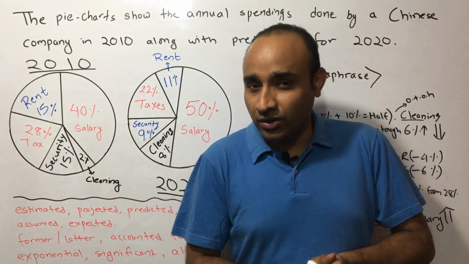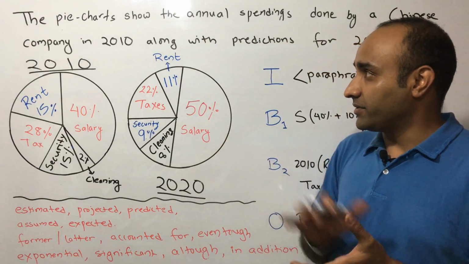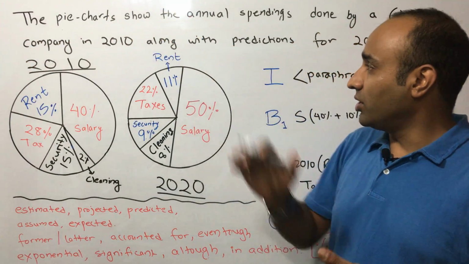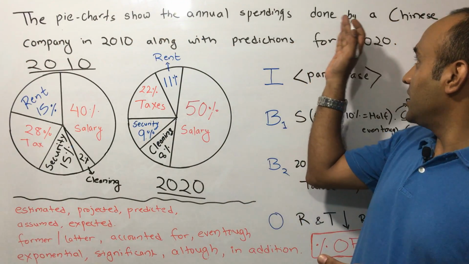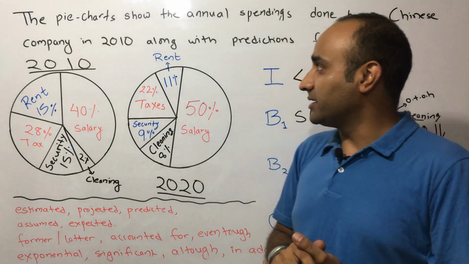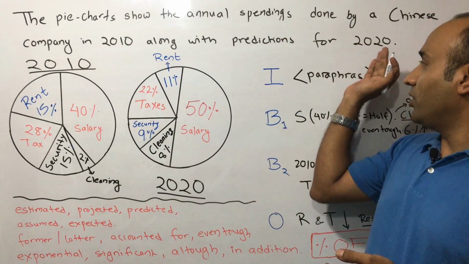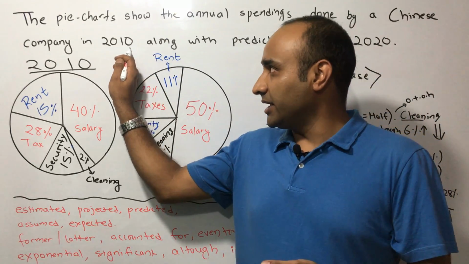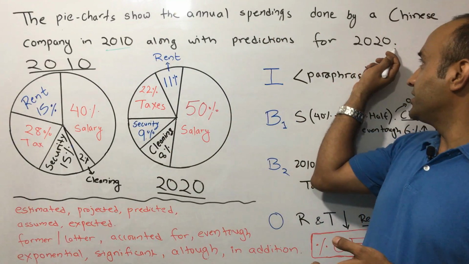So let's quickly go through what things are written here first. The question itself tells us the pie charts show the annual spendings done by a Chinese company in 2010 along with predictions for 2020. So you've got two different dates, 2010 and then 2020.